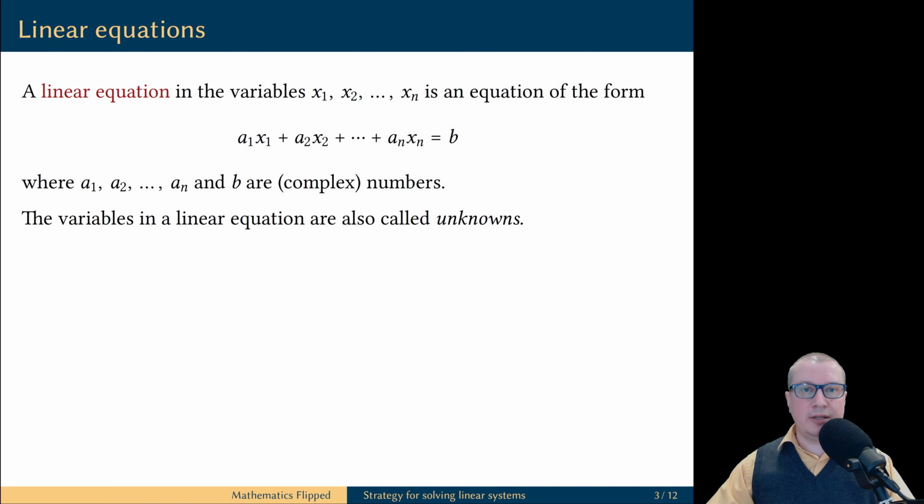A linear equation in variables x1, x2 through xn is an equation of the given fixed form, where a's and b's are numbers, and in general, throughout this course, I'm going to assume that we deal with complex numbers. Now, in most other sources, most other books or video lectures, you will see real numbers used in the introductory course in linear algebra, but in fact, it makes no difference whatsoever for the development of most topics.